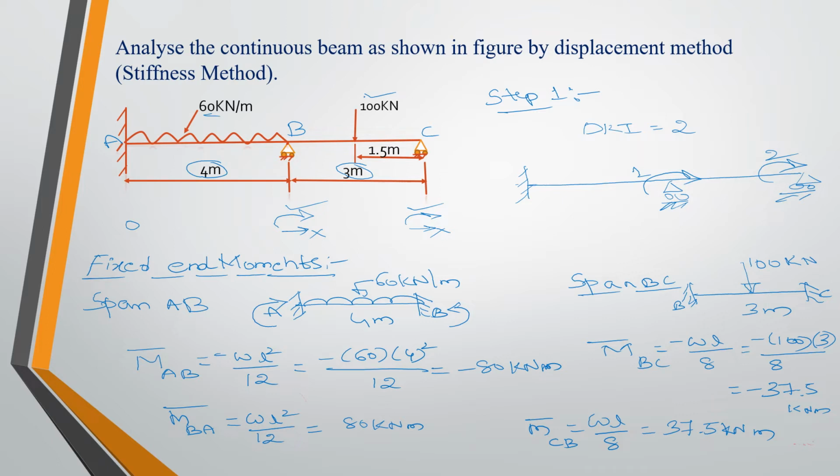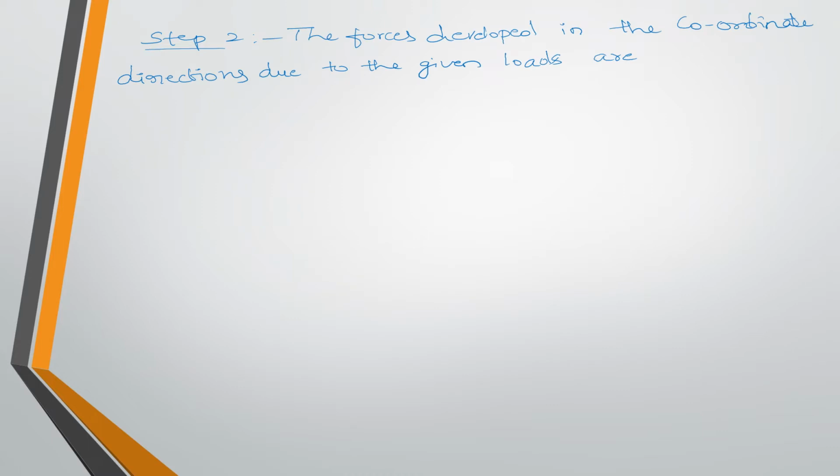Now the second step is the forces developed in the coordinate directions due to the given loads. Step 2 is forces calculation. The forces developed in the coordinate directions due to the given loads means, we know there are two coordinates: one at B and one at C. This is the first coordinate at point B, and this is the second coordinate at point C.